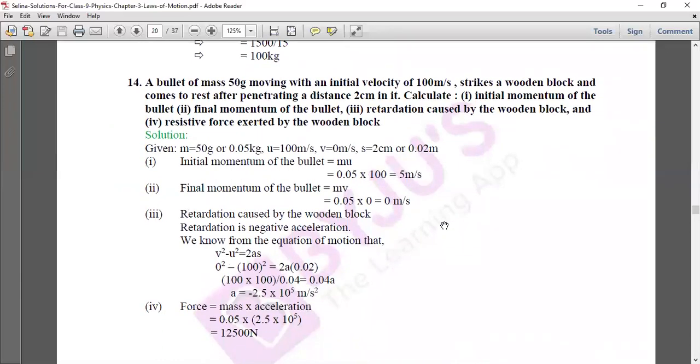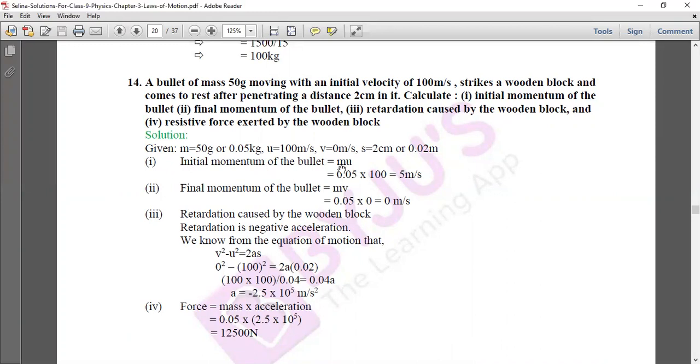Next numerical: a bullet of mass 50 gram moving with an initial velocity of 100 meter per second. Mass of the bullet is 50 gram, that is 0.05 kg, and U is 100 meter per second. It strikes a wooden block and comes to rest, so final velocity is 0 meter per second, after penetrating a distance of 2 centimeter in it. How long has it moved? It has moved 2 centimeter, that is 0.02 meter. Displacement is 0.02 meter.